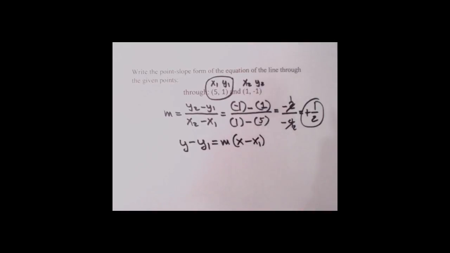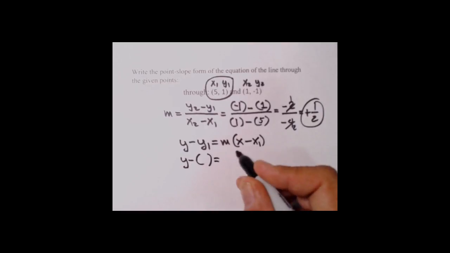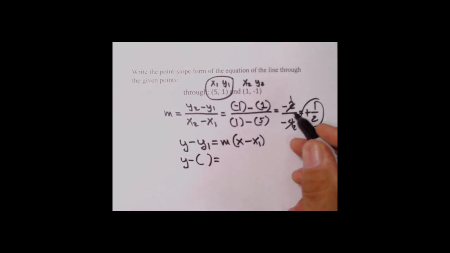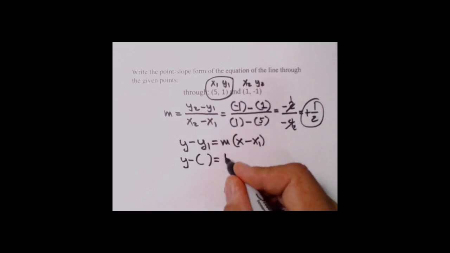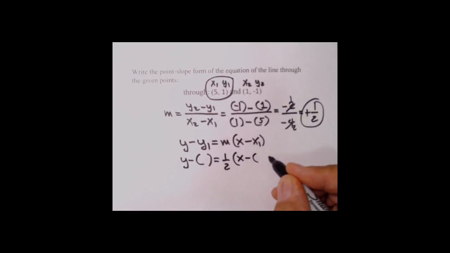Here we go. Make the holes again. y minus, here's a hole for y1. Remember, drop the m in as you go by. It's safe to do that, and our m is 1/2 here. And then we have the regular x, but then minus and a hole for our x1 value.